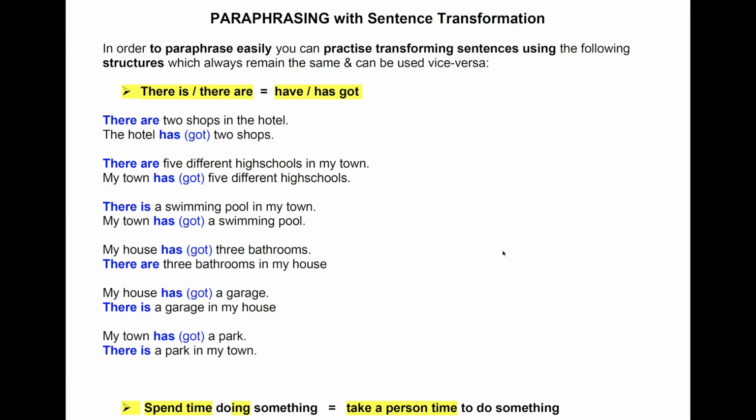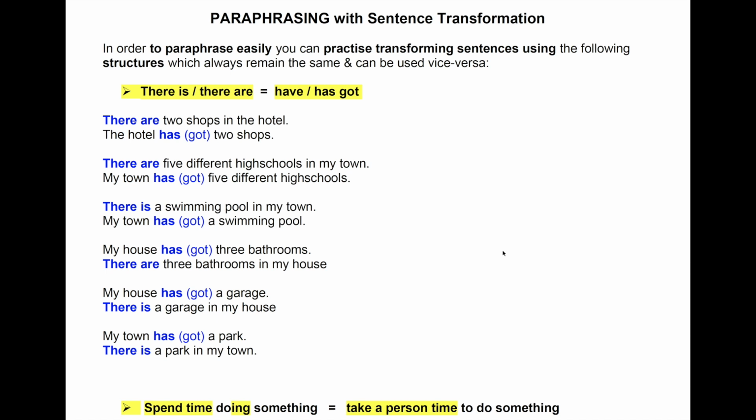Paraphrasing with sentence transformation. So in order to paraphrase easily, you can practice transforming sentences using the following structures, which always remain the same and can be used vice versa. So there is and there are can become have and has got, or vice versa. Let's look at these examples.